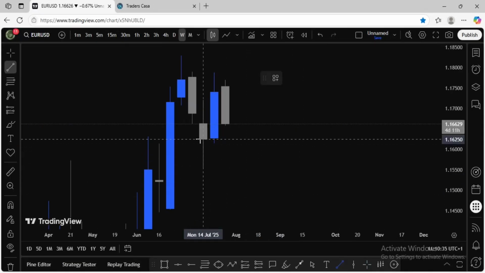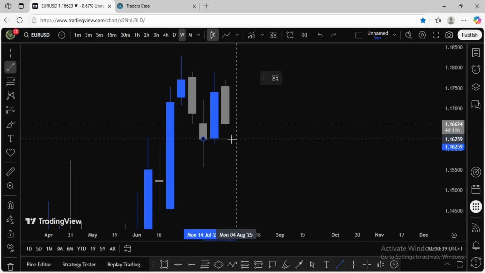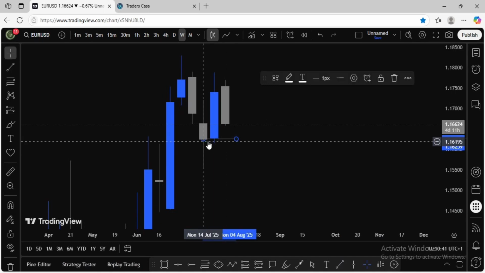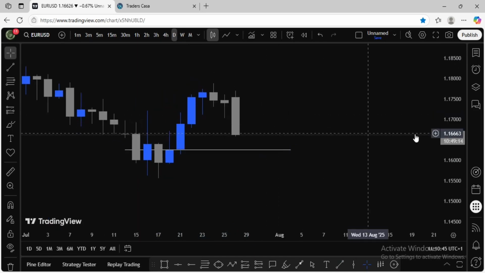So on the weekly time frame, we have an area of support over there. It's an alchemist, you can see it, right? That is what I'm marking, an alchemist. So let's go down to the daily time frame.